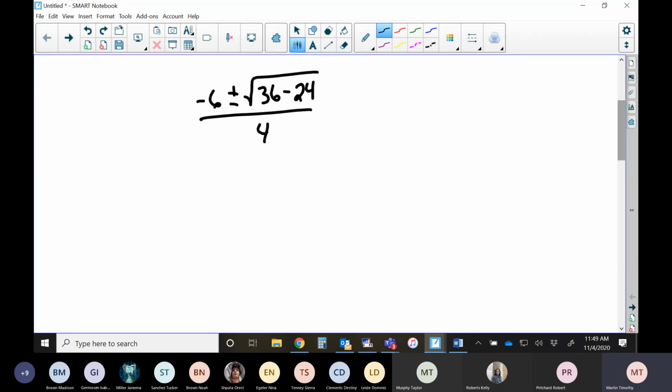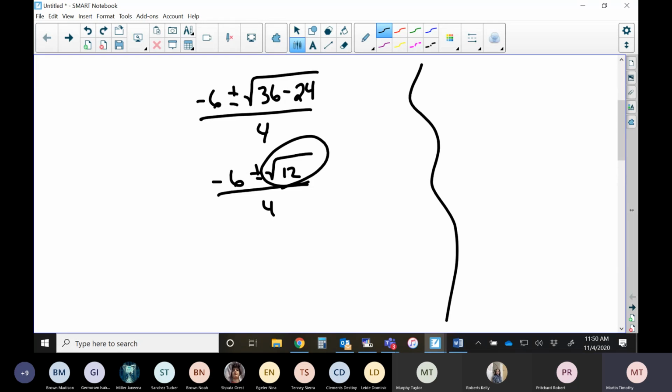Moving on. Negative 6 plus or minus the square root of 12 over 4. Am I finished? No. What do I need to do? You need to simplify it. So I got to take this 12 over to the side paper and say, okay, how can I break down 12? 4 times 3, 2 times 2, and I get the square root of 2 squared times 3.